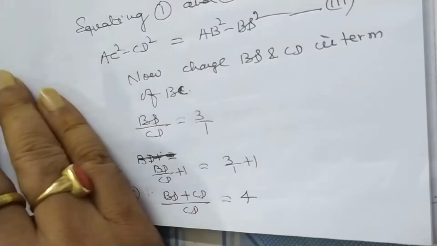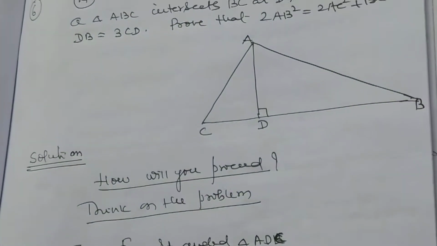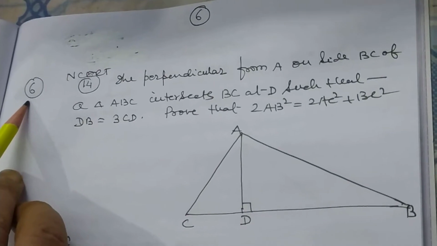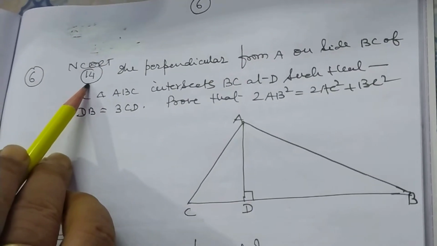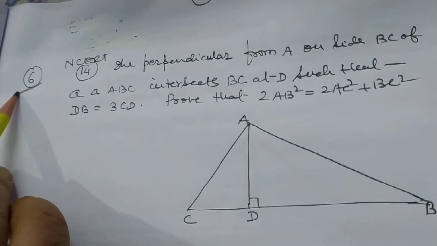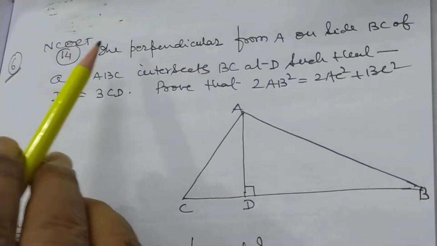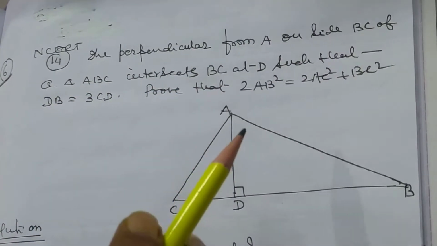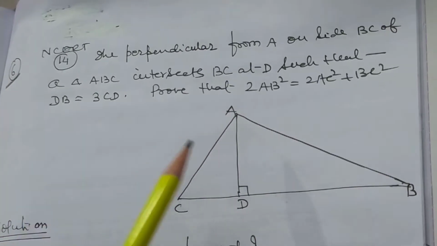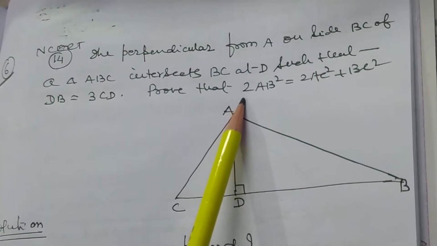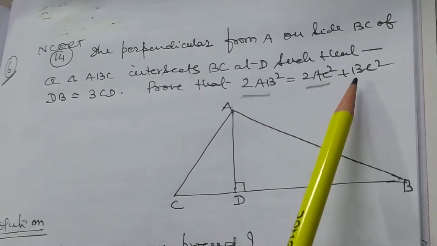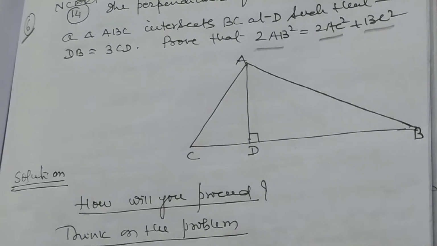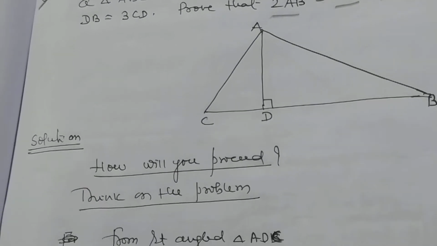Now my dear students, here we want to solve problem number 14 of NCERT book and problem number 6 of study material. The perpendicular from A on side BC of a triangle ABC intersects BC at D such that BD is equal to thrice CD. Prove that twice AB square is equal to twice AC square plus BC square. How will you proceed? This is a question. Think on the problem.